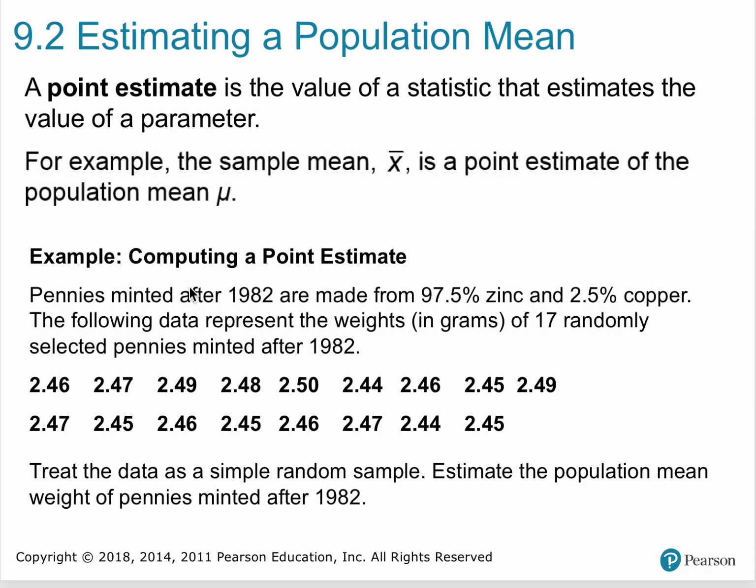All right, example, computing a point estimate. Pennies minted after 1982 are made from 97.5% zinc and 2.5% copper. The following data represents the weights in grams of 17 randomly selected pennies minted after 1982. So treat the data as a simple random sample and estimate the population mean weight of pennies minted after 1982. So if we're finding the mean, all we're going to do is add all those up and divide by 17 because there's 17 of them.